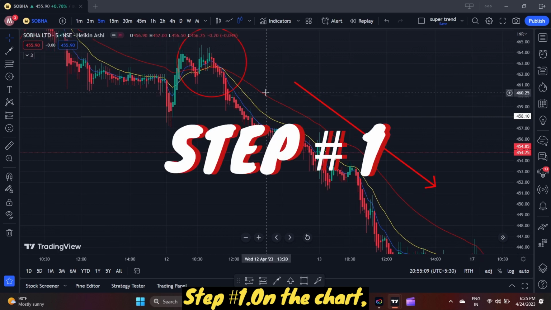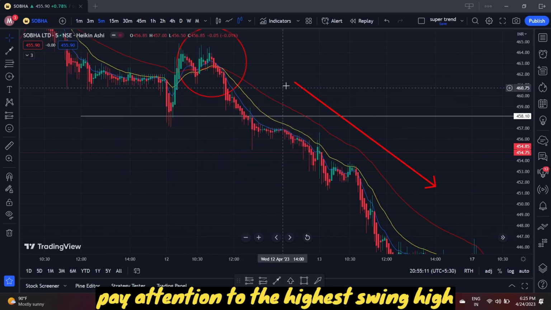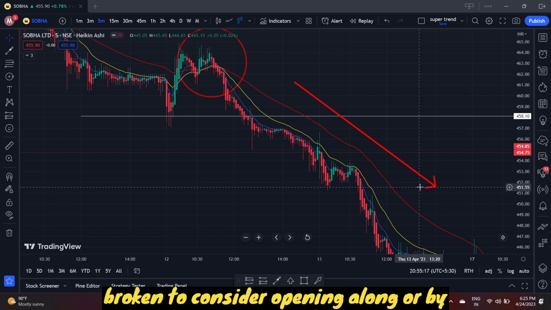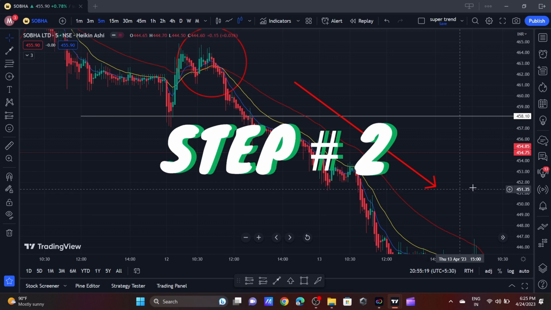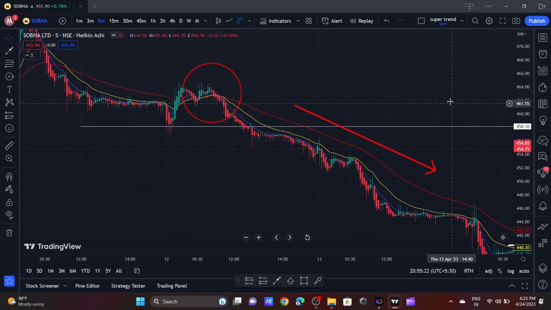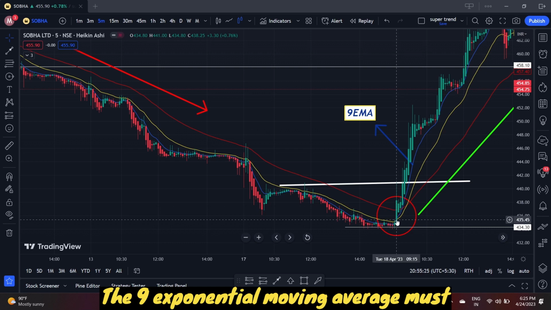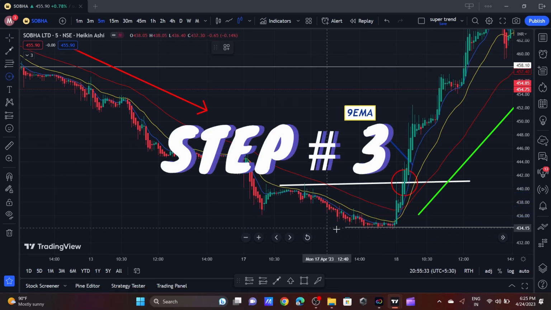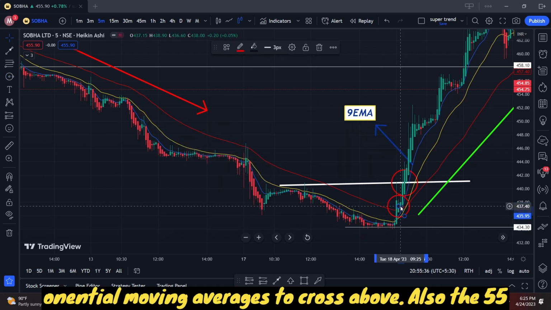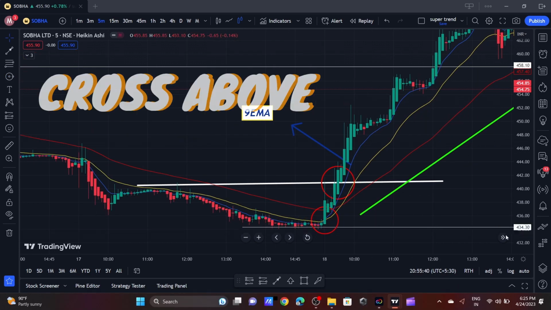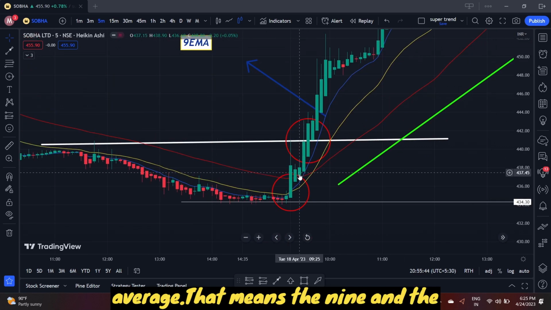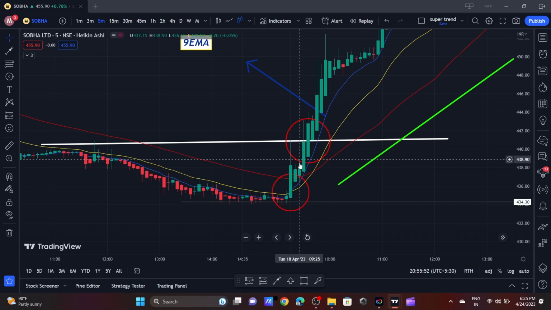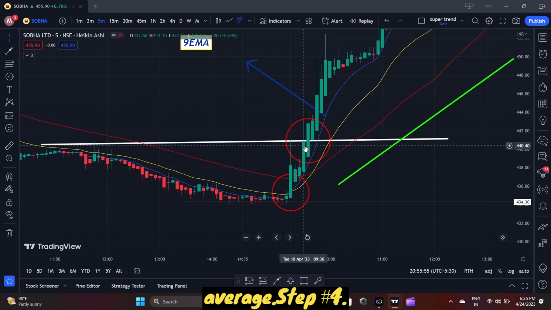Step number 1. On the chart, pay attention to the highest swing high of the range because it needs to be broken to consider opening a long or buy position. Step number 2. The 9 exponential moving average must cross above the 55 exponential moving average. Step number 3. Wait for 21 exponential moving averages to cross above also the 55 exponential moving average. That means the 9 and the 21 exponential moving averages must cross and be above the 55 exponential moving average.